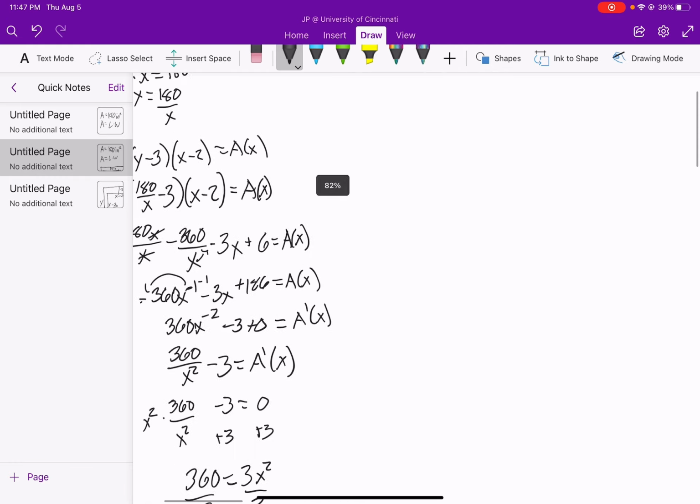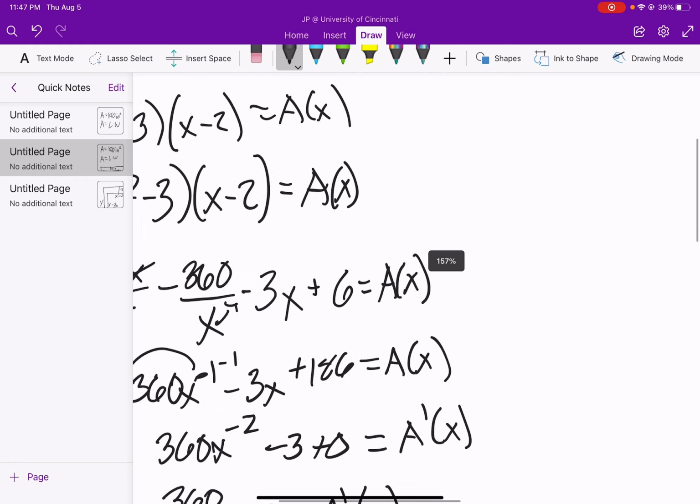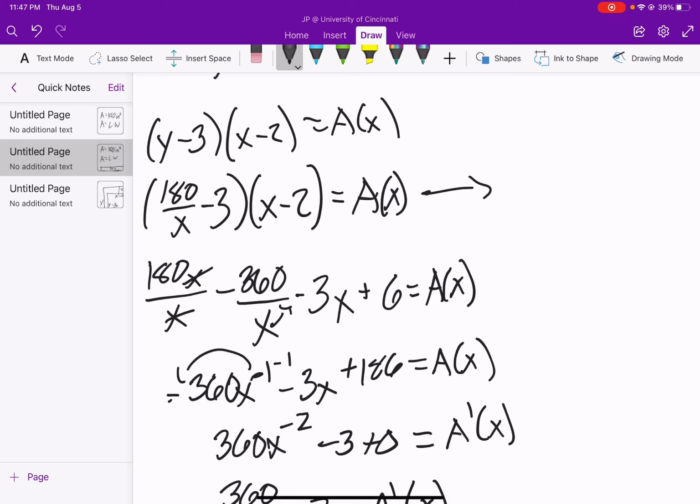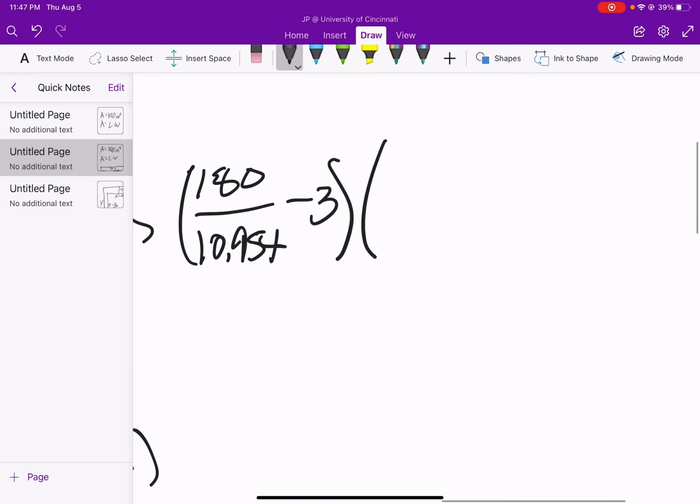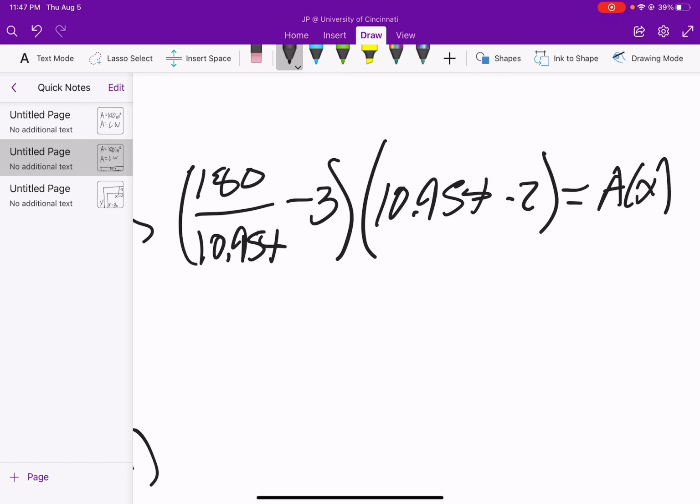So we're going to go back up to the top here, and we're going to bring this function back over. Our 180 over x minus 3 times x minus 2, with y substituted. And we're going to plug in what we know now. So now we've got 180 over 10.954 minus 3, and then 10.954 minus 2, and that's going to equal our area. And from here we can just go ahead and solve for, and the question wanted our dimensions, so we'll go ahead and give them that.